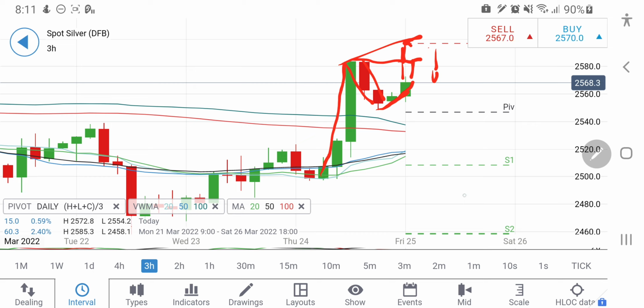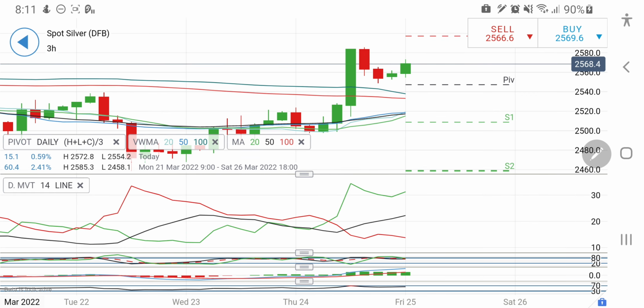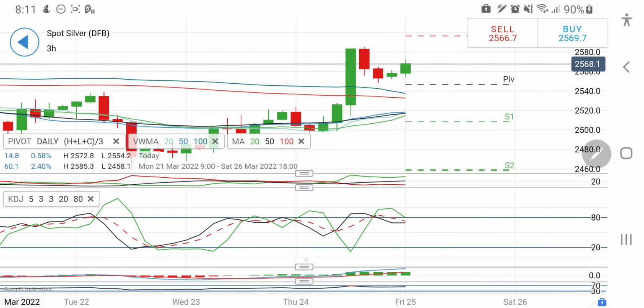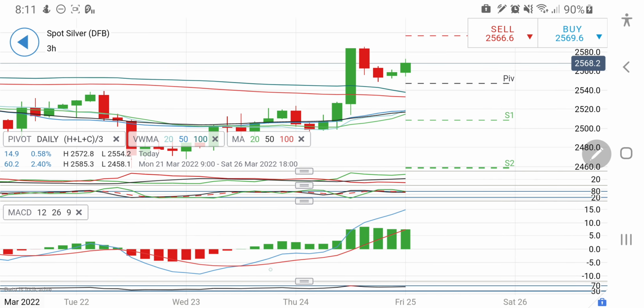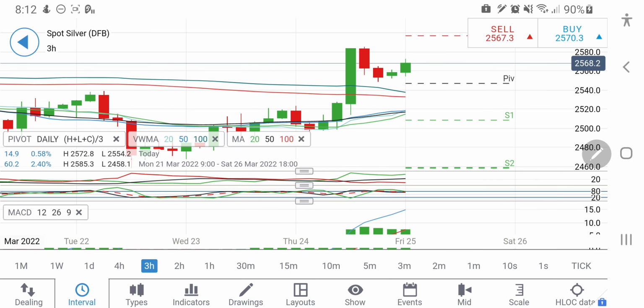On the downside, yes, 2540 levels here should provide a very strong support for silver for any downward move. And on the stochastic too, it is near to overbought. MACD is wide and divergent, indicating strong bullishness.